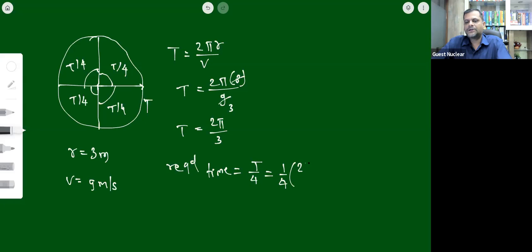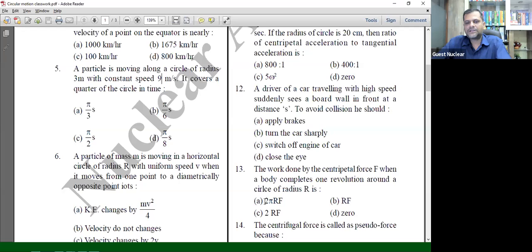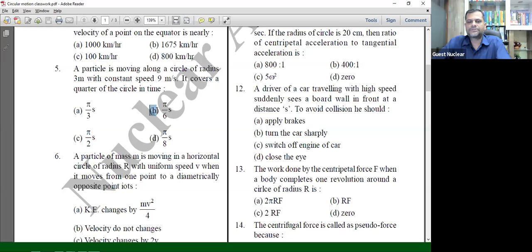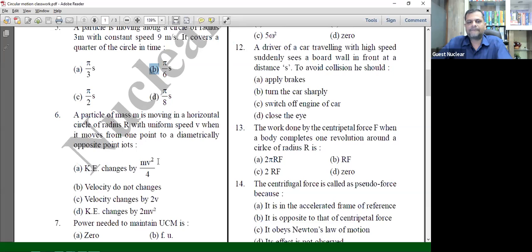and T is nothing but 2 pi by 3, right? So if we just reduce this, we get the 2 ones and 2 twos cancelling, so that we get this as pi by 6. But just check the options, are they in decimals? No, they are in terms of pi only. So pi by 6 only is going to be the correct option. Okay, B is going to be the correct option, correct?